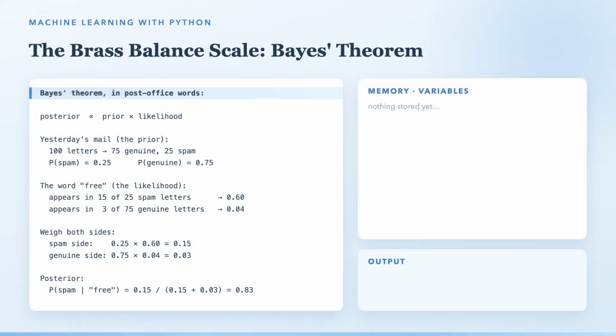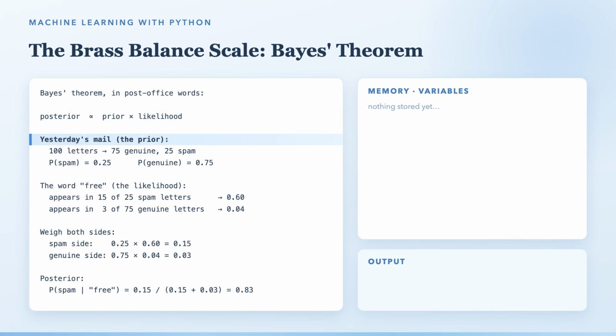Now, the idea at the heart of it all, and I promise, it is only counting. Meet the brass balance scale. It has been weighing beliefs in this post office for 200 years. We begin with the prior, what we believed before reading a single word. Yesterday, 100 letters arrived, 75 genuine, 25 spam. So before we open today's letter, the odds already lean toward genuine, 0.75 to 0.25.